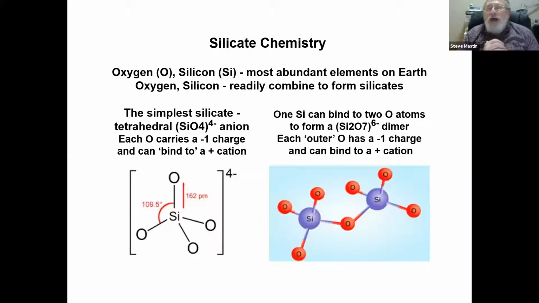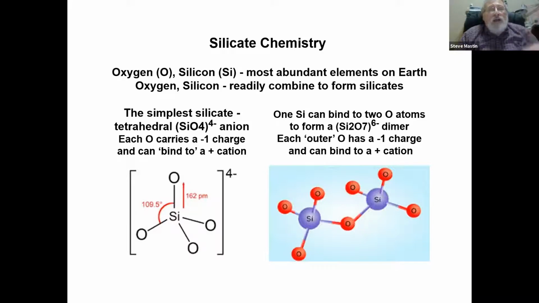Now we got to take a step back and look at a little bit of basic silicate chemistry. So as I said, oxygen and silicon are the most abundant elements, and they readily combine to form what I've been calling silicates. The simplest silicate is just this little pyramidal looking thing called a silicate anion. One silicon surrounded by 4 oxygens. Each of the oxygens has an unpaired electron, and so it has a -1 charge, and it can attract a positive cation of some kind.